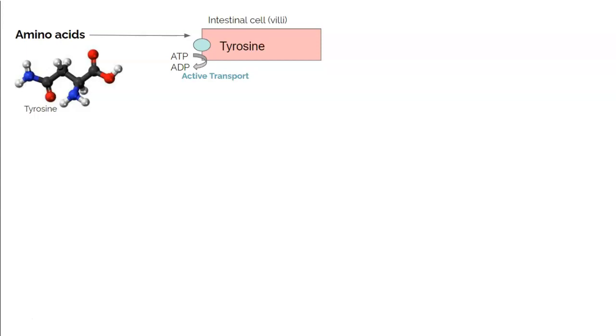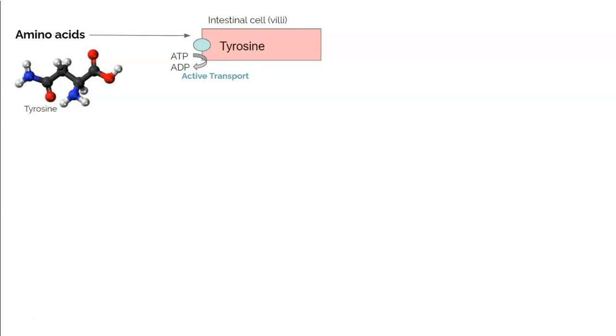So here's your amino acid tyrosine. What's going to happen is the amino acid tyrosine is too big to cross my channel here. It's too big. So imagine this is like a little pump here. And this pump gets activated by ATP. So this is the intestinal wall, or the villi that is capturing these amino acids. ATP is then broken down into ADP, which releases energy, and this amino acid gets shuttled through active transport into the intestinal wall.